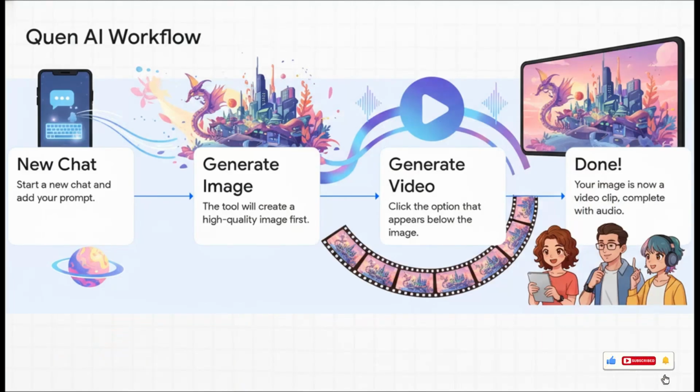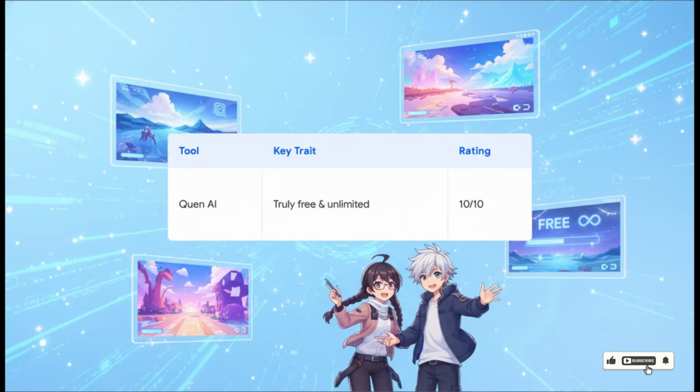Seriously, you just start a new chat, type in your prompt, and it'll spit out a really high-quality image. Then, right underneath that image, a little button pops up that says Generate Video. You click that, and boom, that's it. It animates the image and even adds audio. Done.